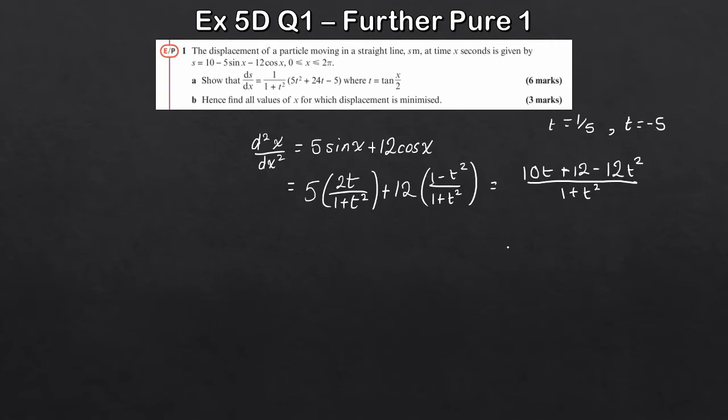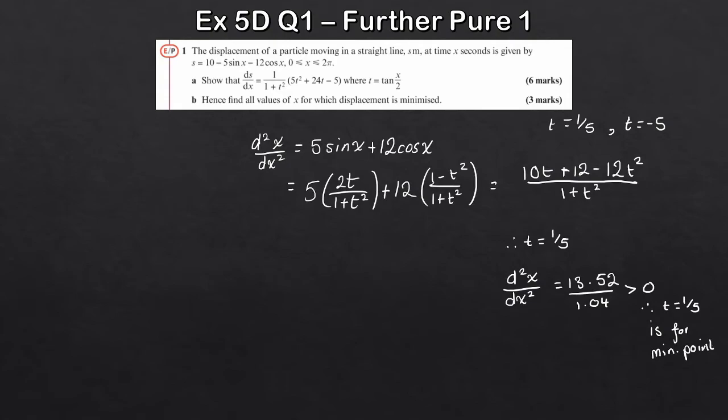So if we say t is equal to a fifth, substituting that in, plugging it into here, that's going to be equal to 13.52 divided by 1.04, which is greater than 0. So therefore, when t is equal to a fifth, it is a minimum point. Okay, so that's just one thing we need to show, that it's actually the minimum point there. So we know which value it works for, t equals a fifth.